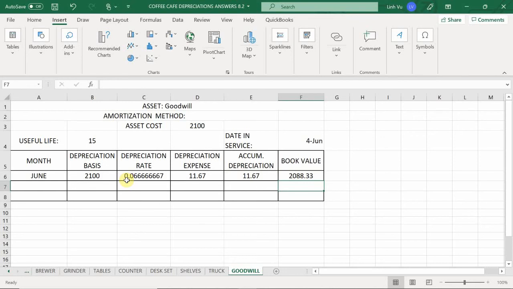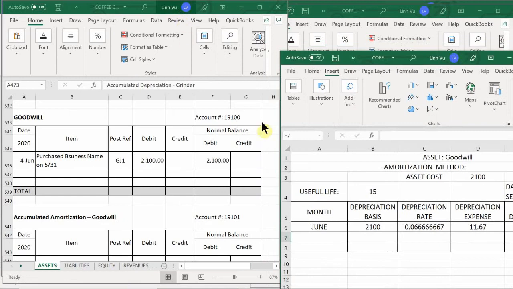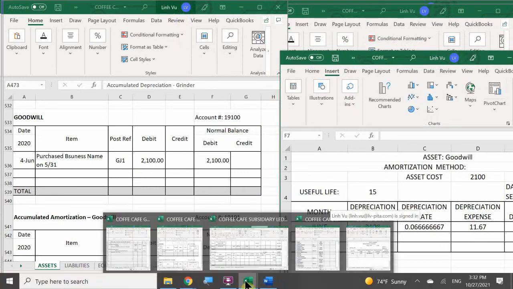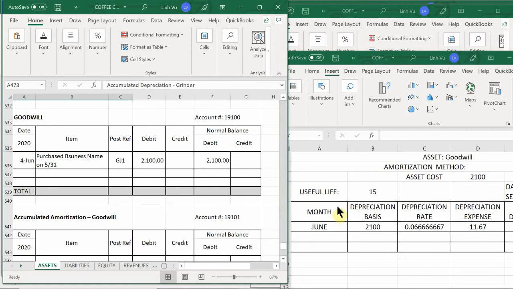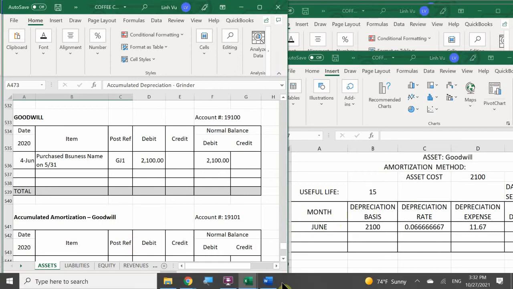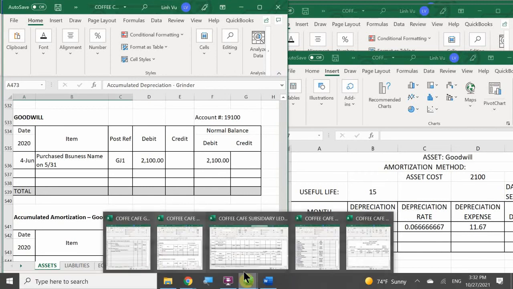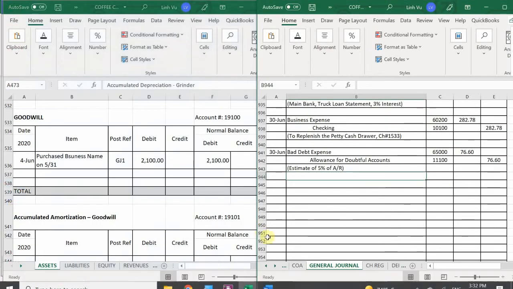Now what else do we have to do? Anything else? That's it. Now we just have to journalize it. So we have to summarize everything for the journal entry, or one by one.